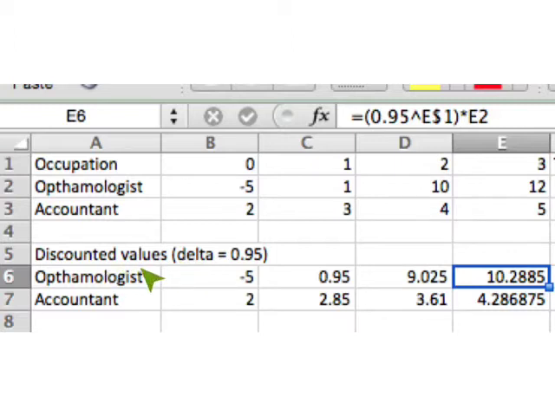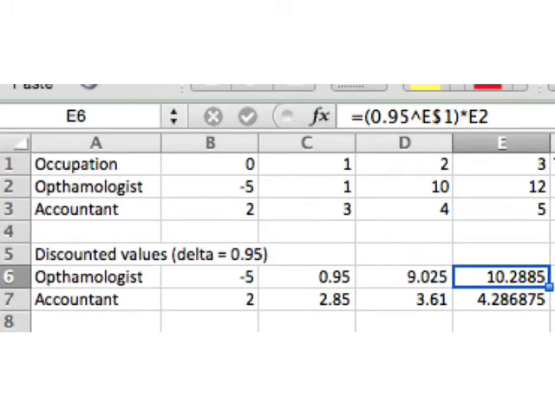And here I've calculated the discounted values, and all I've done is, you can see that I've highlighted this cell in the associated formula, just taken the discount factor, put it to the power of the period that we're in, and then multiply that. That's going to give me the discount factor appropriate to the time period, and then I multiply that to the nominal value. For ophthalmology, gets you here. For accountant, turns that 5 into 4.287, given this discount factor.